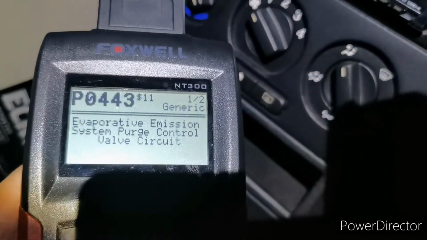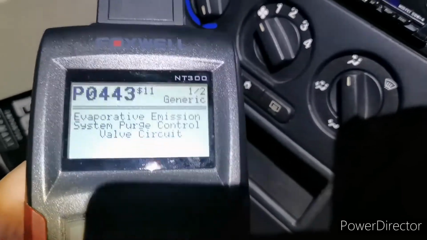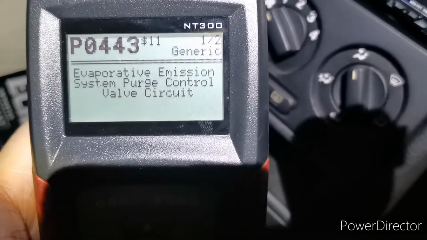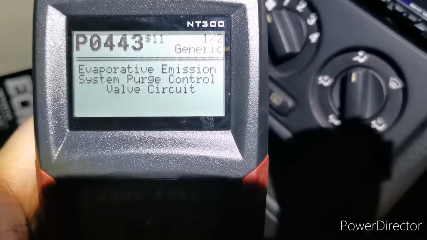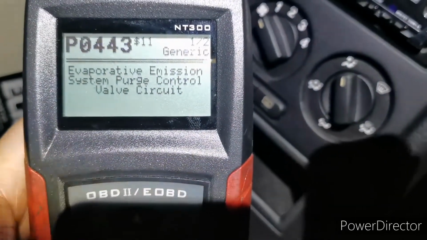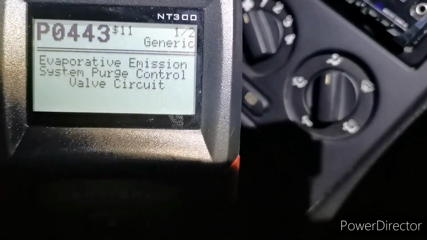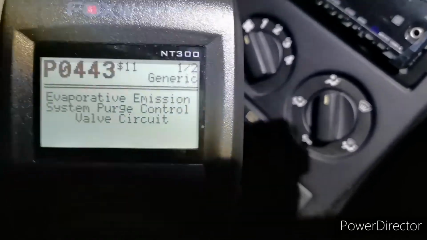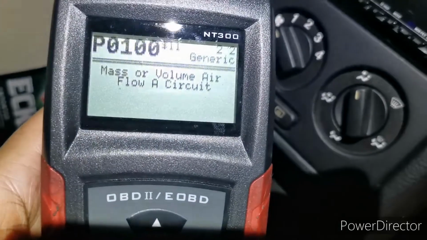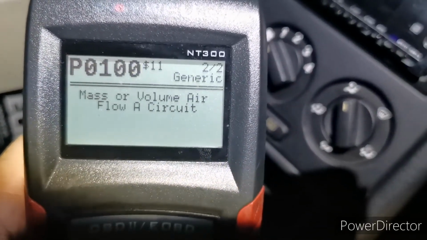In the top right corner it says 1/2. So that's the first fault code of the 2 recorded faults: evaporative emission system purge control valve circuit. So we will do another video for that one, guys. Our priority is fault number 2. Fault number 2 is mass or volume airflow A circuit.